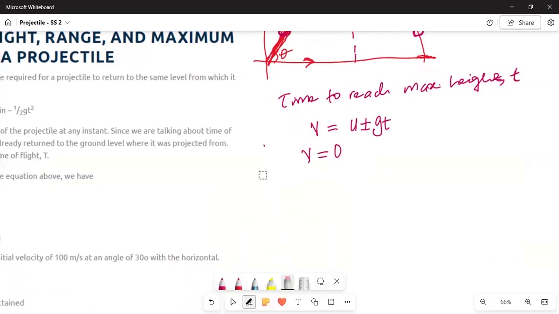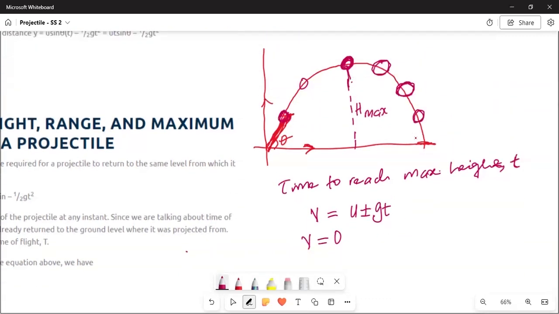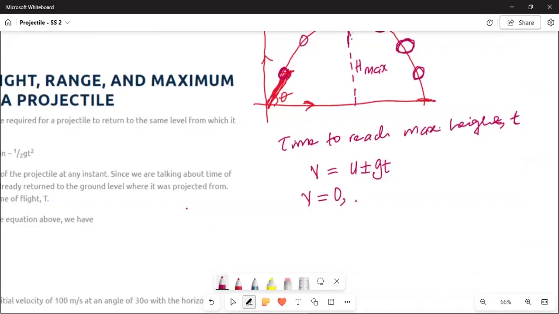I will show an animation. When this object was going up, at maximum height the vertical arrow becomes zero completely. That is to tell you that the velocity at maximum height is zero. Then the initial velocity is u sine theta, which is the vertical component of the velocity.